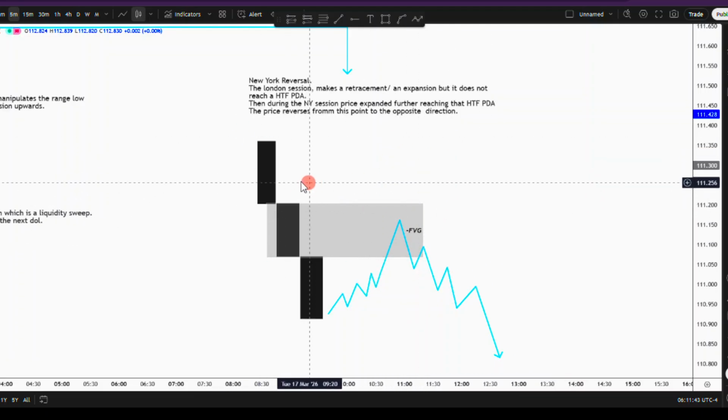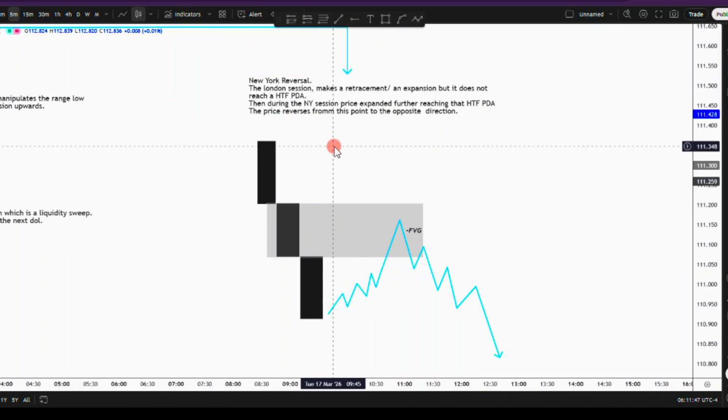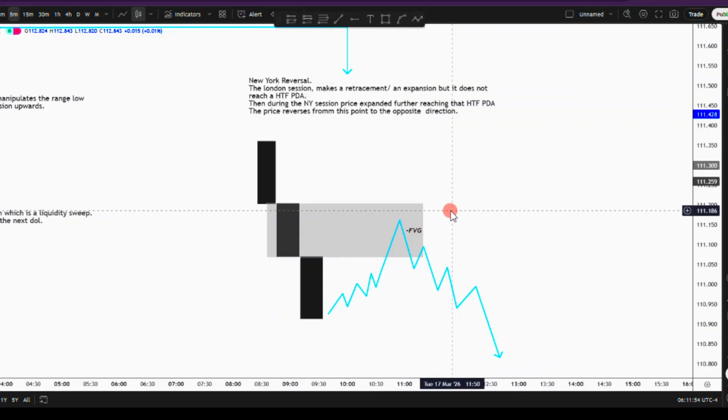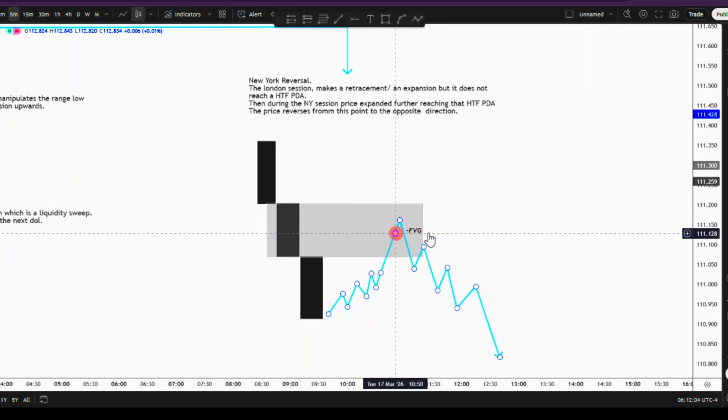So you'll have a bullish fair value gap, which is a higher time frame PDRA level. During the London session, price will be headed towards that bullish fair value gap, but it failed to reach that, giving room for the New York session to come in and complete its run and engage the higher time frame PDRA level, and then we reverse from that PDRA level.